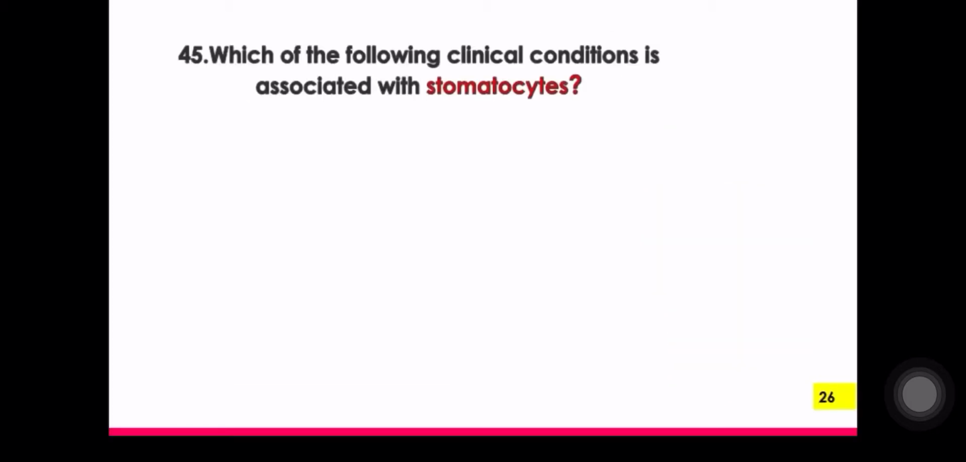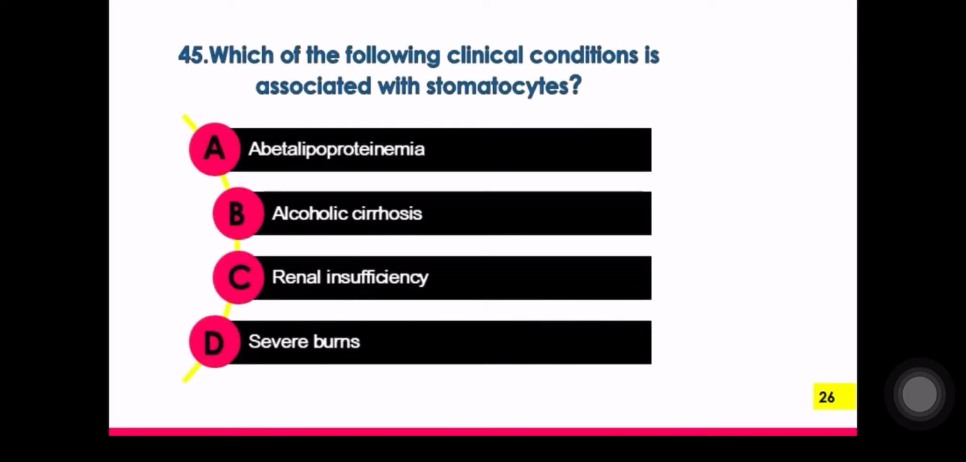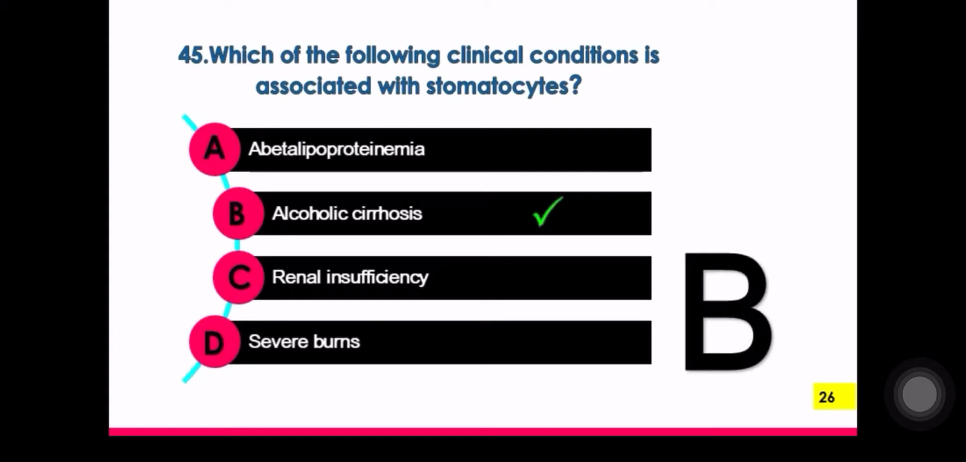Next, which of the following clinical conditions is associated with stomatocytes? Is it letter A, abetalipoproteinemia, letter B, alcoholic cirrhosis, letter C, renal insufficiency, or letter D, severe burns? Again, which of the following clinical conditions is associated with stomatocytes? Answer is letter B, alcoholic cirrhosis.